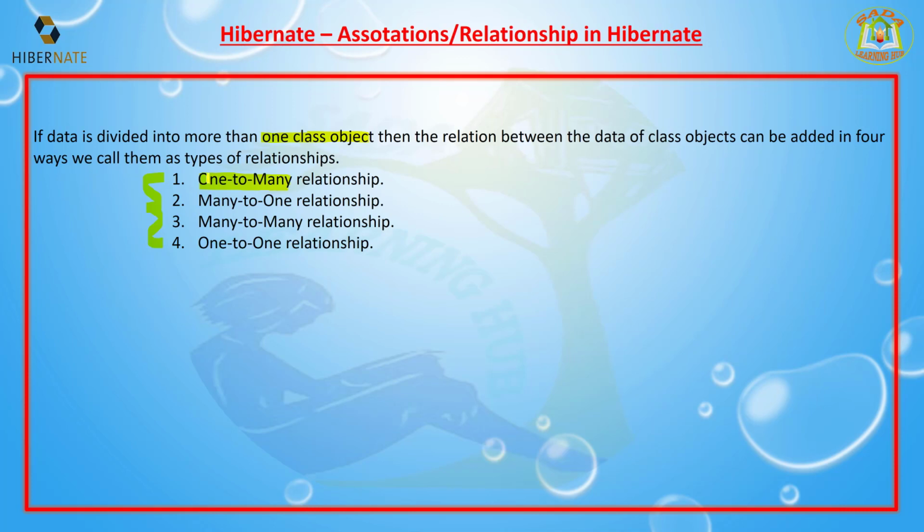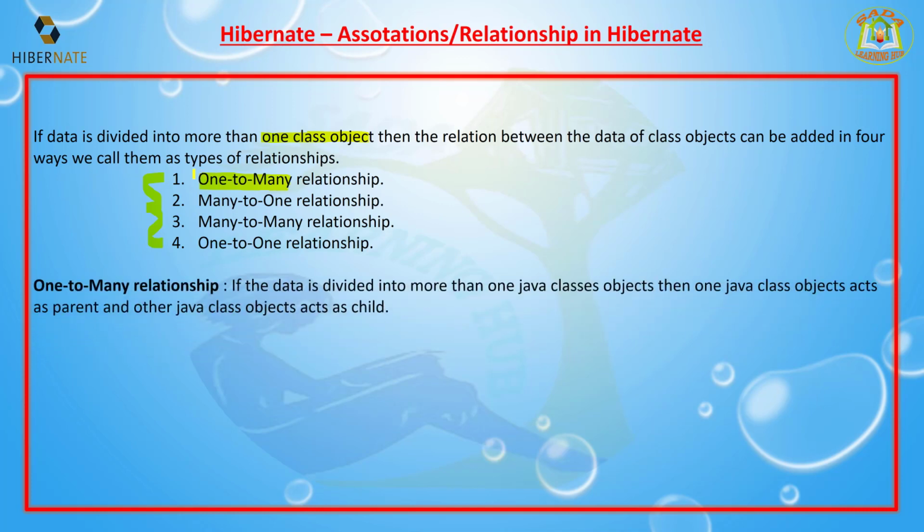There are four relationship techniques available in Hibernate. The first one is one to many relationship. In a one to many relationship, if the data is divided into more than one Java class object, then one Java class object acts as a parent and the other Java class object acts as a child. One parent has multiple children.